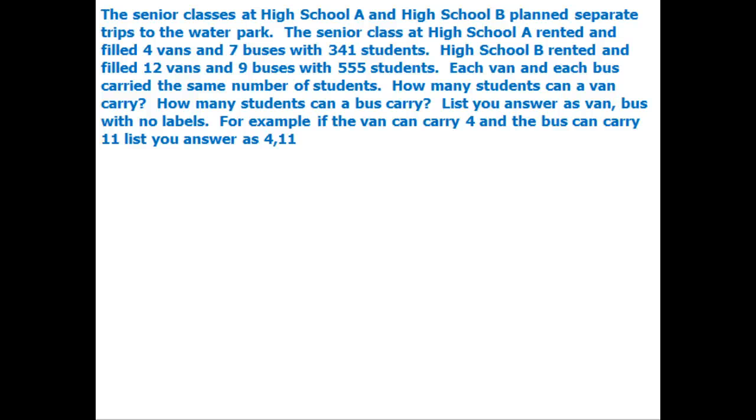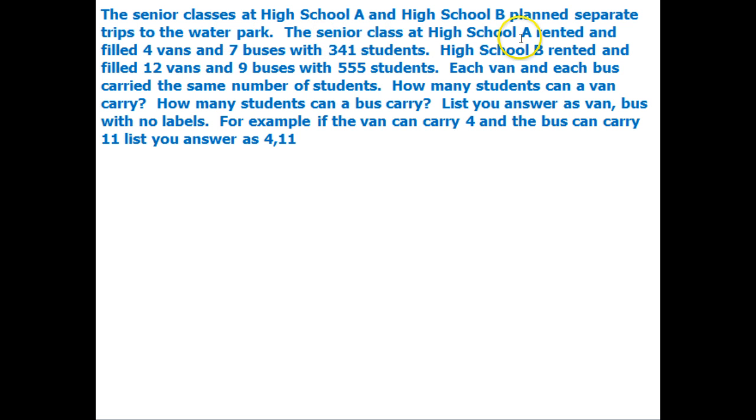Okay, with this particular one, we're asked to solve this word problem. This one's talking about a field trip and how many people can fit in a van and how many people can fit in a bus. It talks about the high school trip and separate trips to the water park.